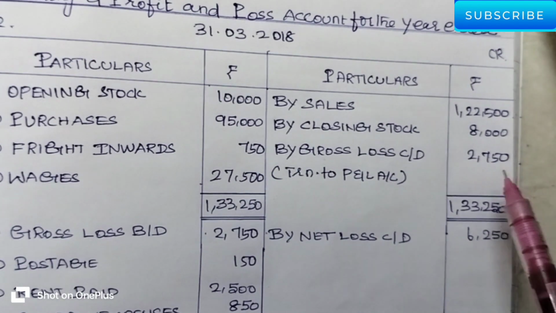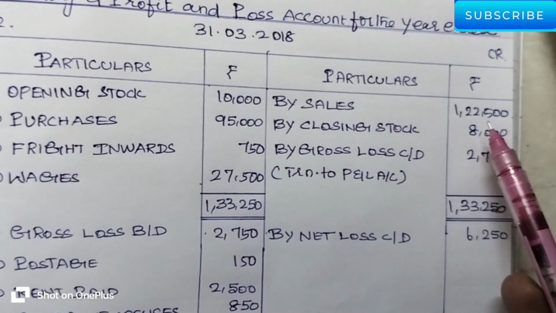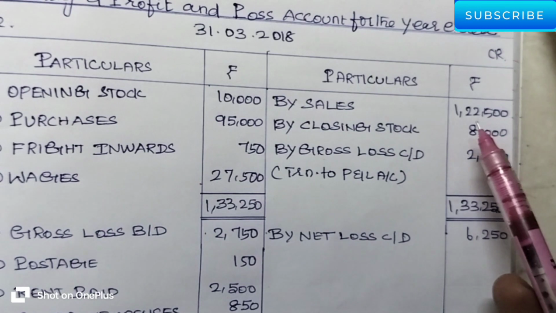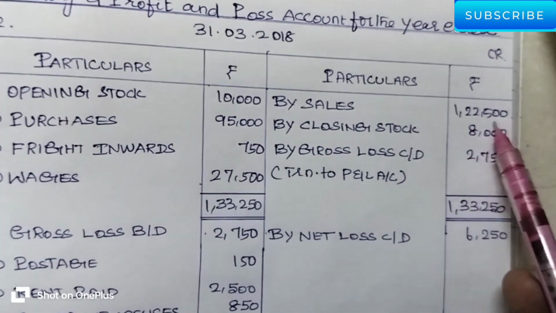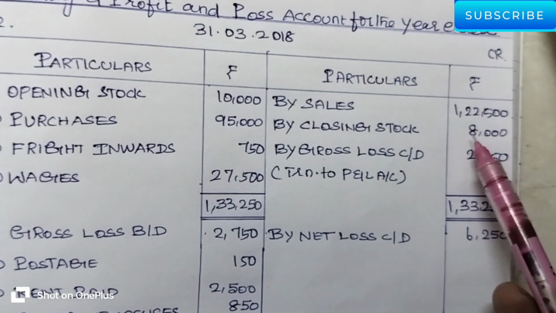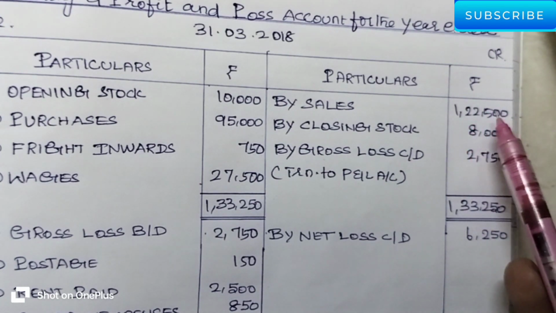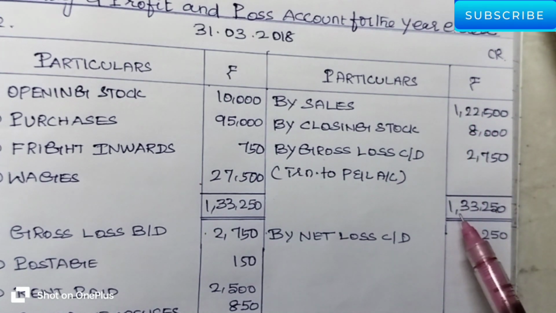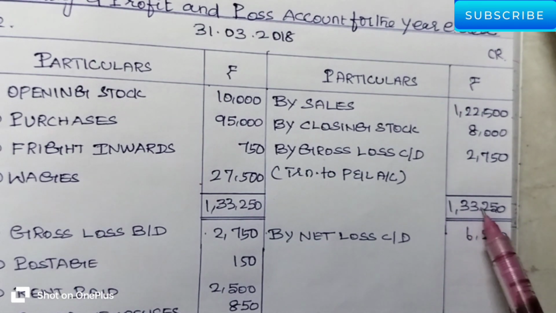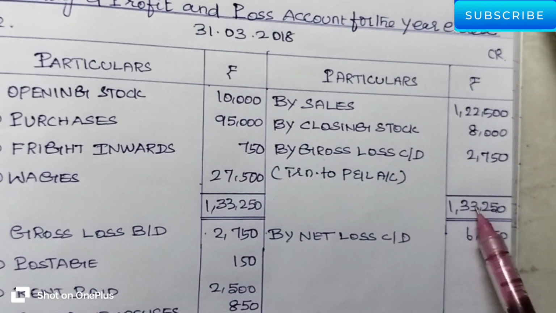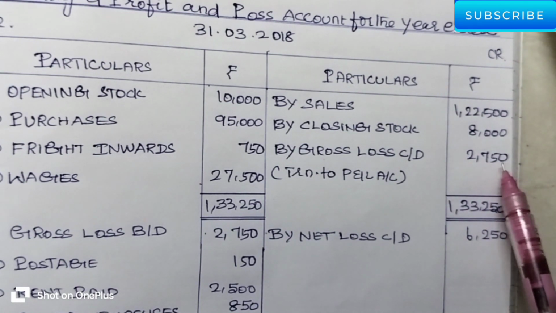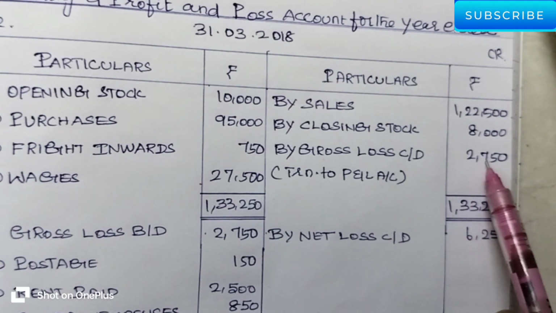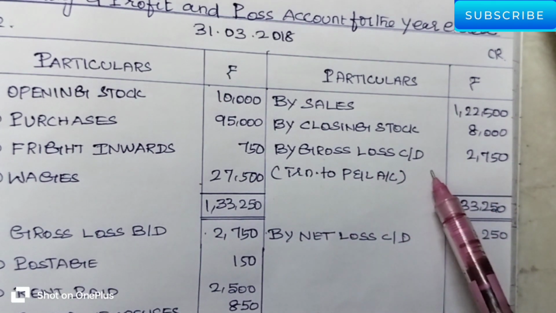Then we go to the lesser side, that means credit side. We have to find the difference, no? So for that you have to add the given amounts, that means 1,22,500 plus 8,000. After we added, we will get the sum of that. You have to subtract it from the total 1,33,250. After subtracting from the total, you will get 2,750. So what is this? This is the difference value you take from the trading account.